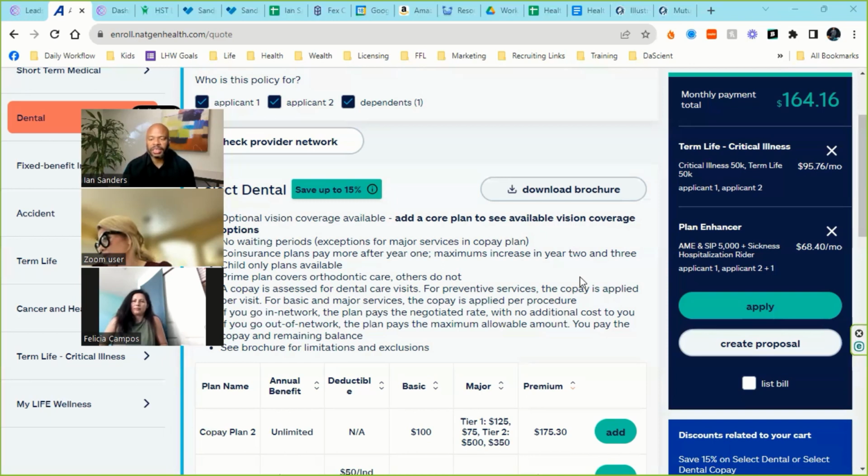All right, so that would be $95.76 per month. And so your total right now is $164.16. So we're still well below that $300 that you wanted to spend on the health insurance. Okay, what we'll do is we'll do the applications for those in a minute.